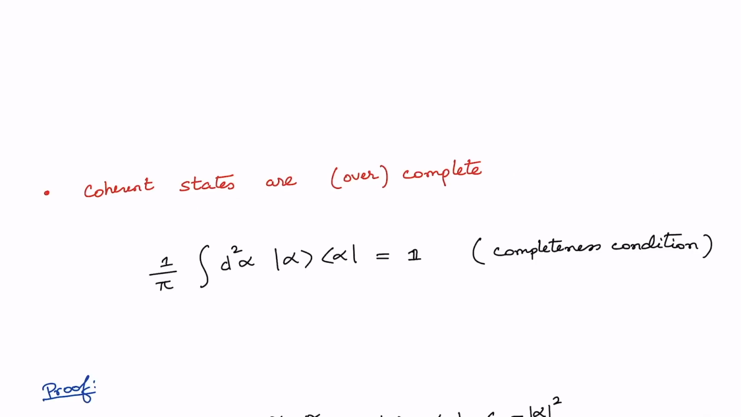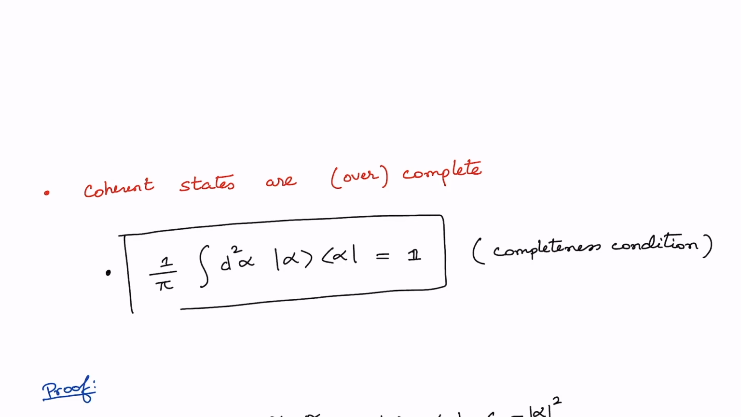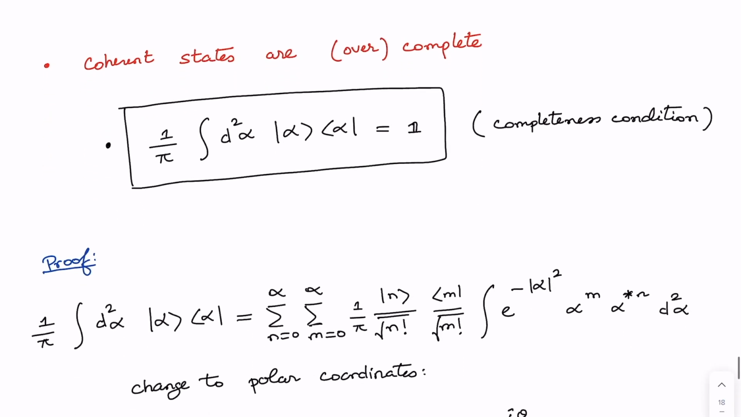However, coherent states are complete, and actually it is also called overcomplete. I will come to why it is called overcomplete. The completeness condition for coherent states is given by this expression. Okay, let us prove it. I have shown you the proof here.